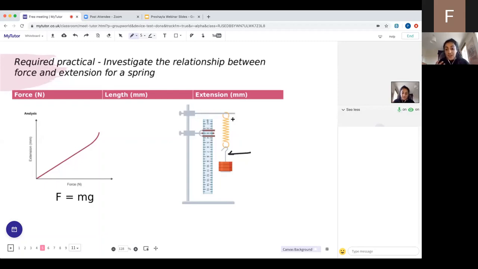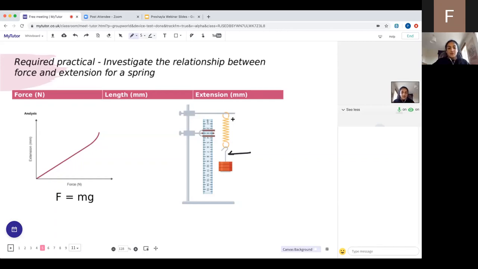So what we're changing in the experiment, our variables, are the mass added. Each time we're going to be adding a 100-gram mass on. What we're measuring is the length, the change in length. So we're going to add a mass on, measure the length, add a mass on, measure the length, and keep doing that until we get to 1 kilogram. Then we're going to take the lengths away from each other to find out how much it changed.